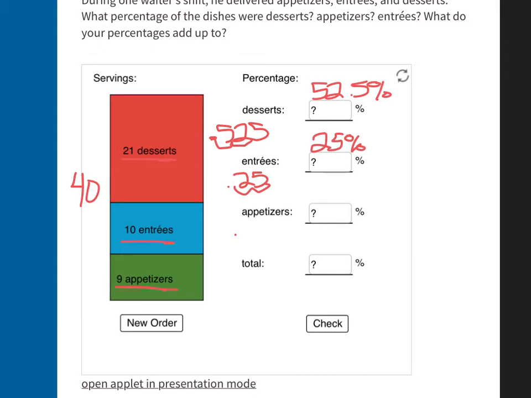And then 9 divided by 40 equals 0.225. So we move it over twice, so 22.5%. Okay? And the total percentage should add up to 100. So if I go 52.5 plus 25% plus 22.5%, I should get 100%. So to find percentages of something, you just divide the number by the total amount and then times that by 100, or move the decimal over twice. Okay?